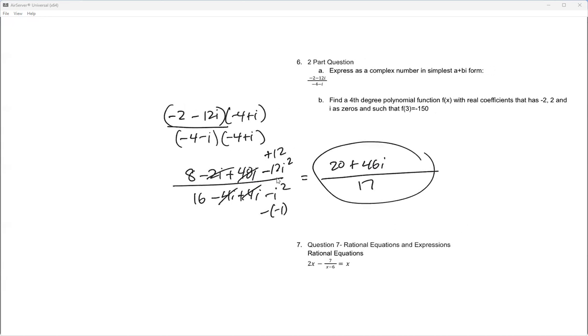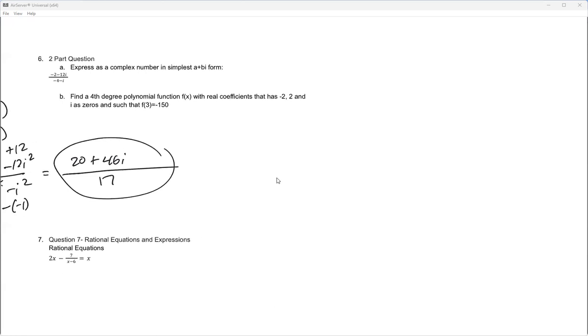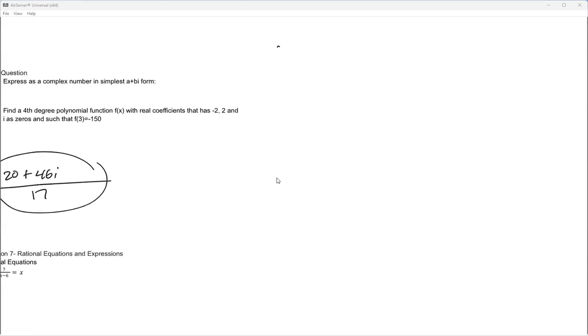Okay, letter B, fourth degree polynomial. So you have the roots, so it's y equals a times x minus r, which is negative 2.